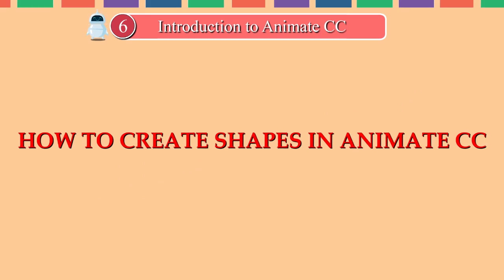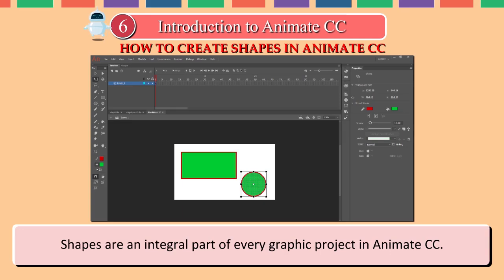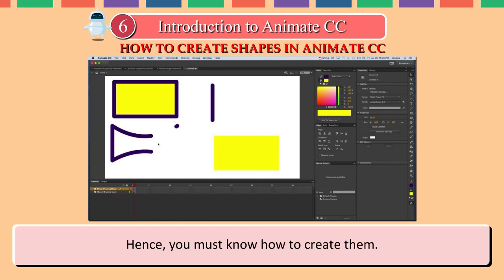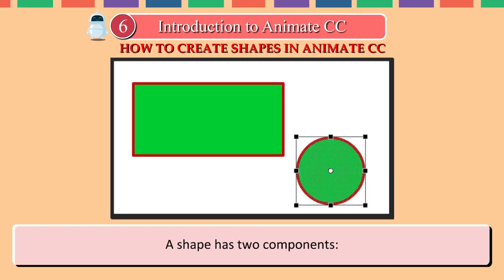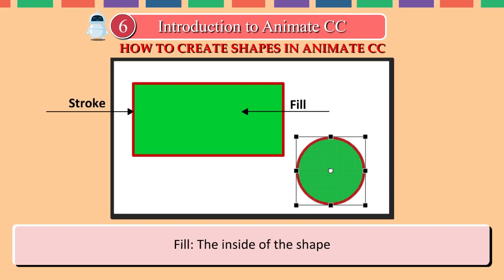How to create shapes in Animate CC. Shapes are an integral part of every graphic project in Animate CC. Hence, you must know how to create them. A shape has two components: stroke, the outline of the shape; fill, the inside of the shape.